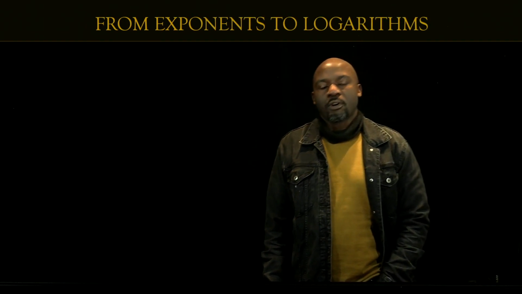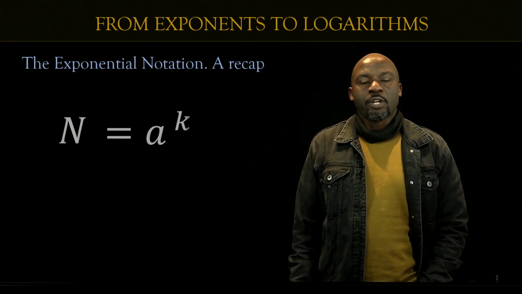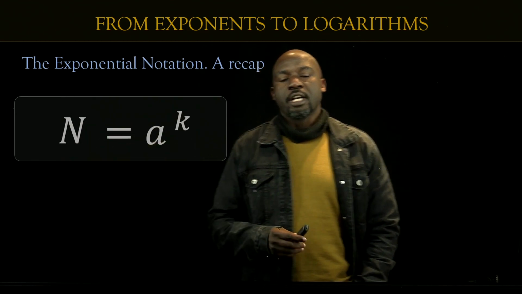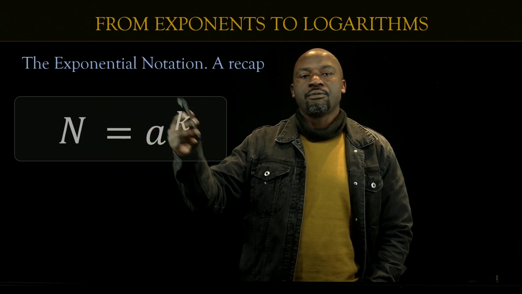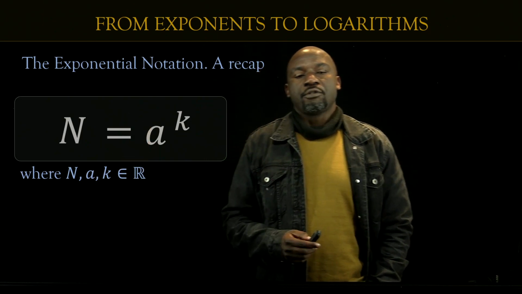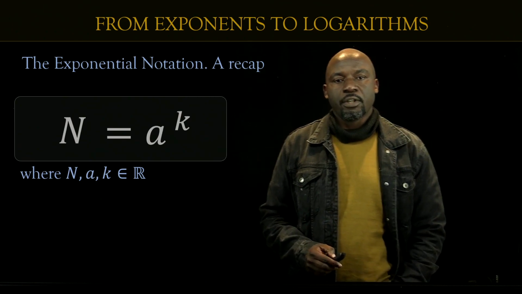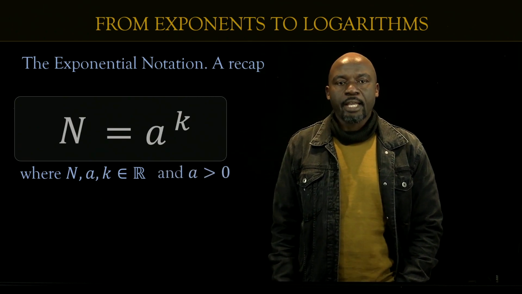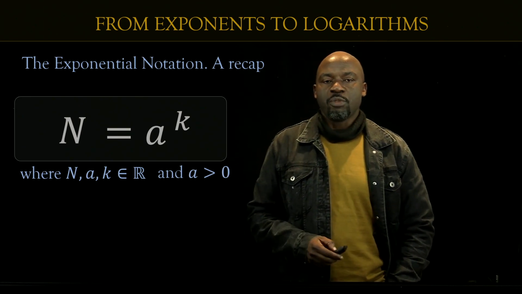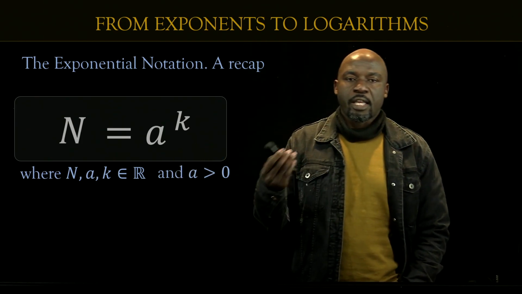So from exponents to logarithms, let's understand what logarithms really are, okay? So we already know what the exponential notation is. Any number, n, can be expressed as another number a to the power of another number, k. In this case, n, a, and k have to be real numbers, but more importantly, a has to be a number that is positive, so it has to be greater than 0. This is another way of saying that the value of a has to be positive. It's never negative. Okay, so this is what we refer to as the exponential notation.